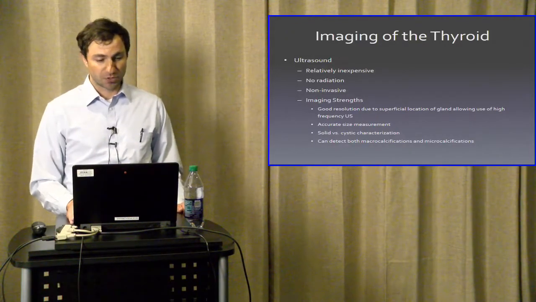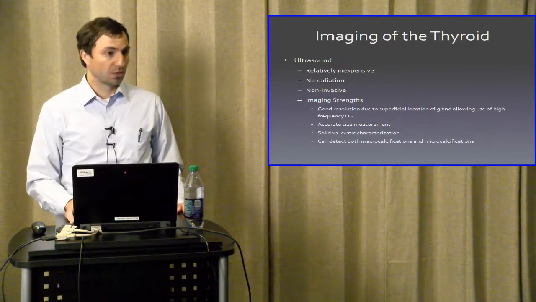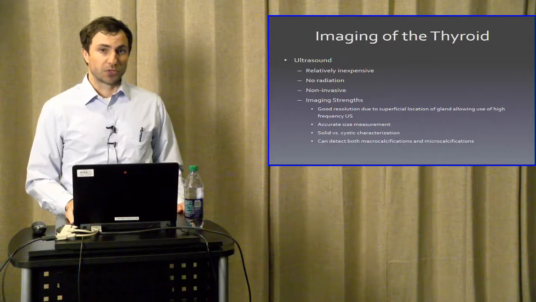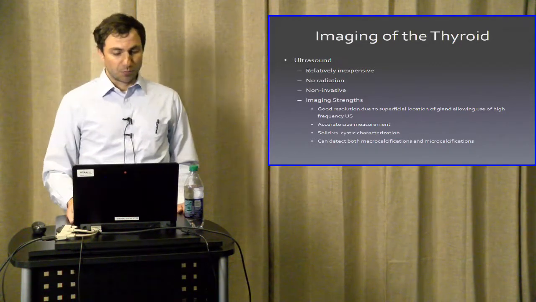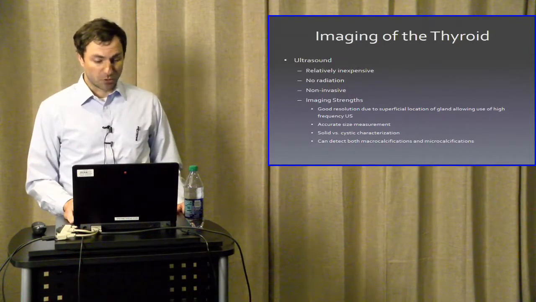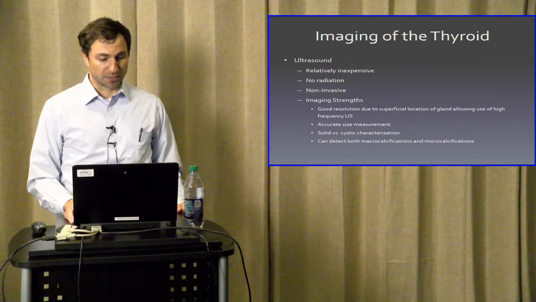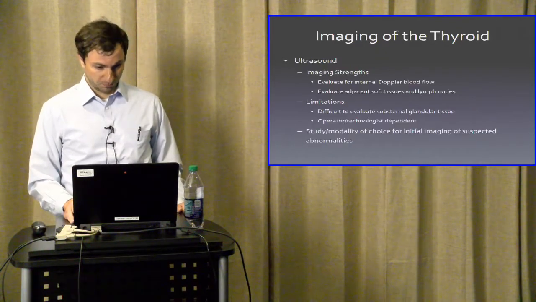So how do we image the thyroid? Well, ultrasound is the mainstay. It's relatively inexpensive. There's no ionizing radiation. It's non-invasive. Because of the location of the thyroid gland, we can use high-frequency ultrasound, which gives us accurate size measurement and solid and cystic characterization, and it allows us to detect both macrocalcifications and microcalcifications.